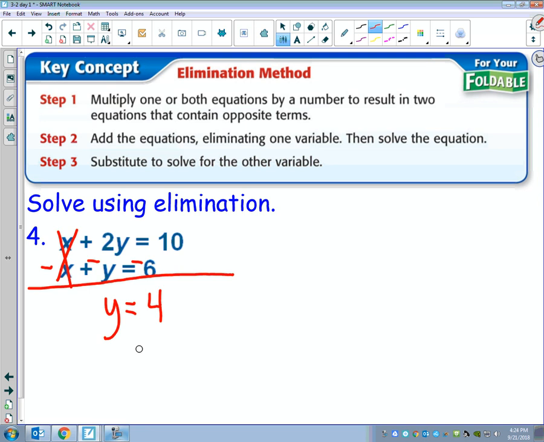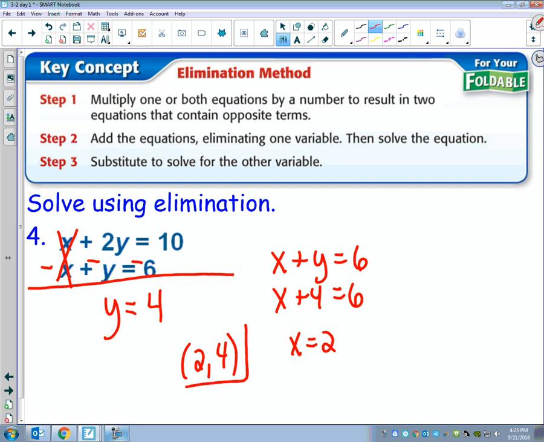But just like in substitution, we still have to find x, so we have to take and plug the 4 back into one of these two equations. And I'm just going to do the bottom one, x plus y equals 6. So if I know that y is 4, you're just going to say then that means x equals 2 as my answer. And if I graphed that, that's the point they would cross at.